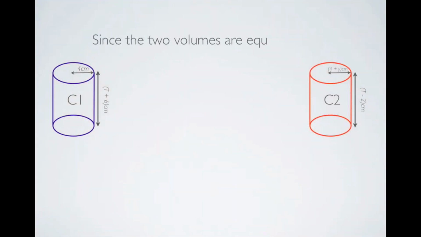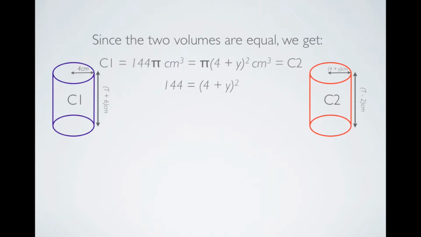Now, since the two volumes are equal, we can set the two results that we attain to be equal to each other. So 144 pi equals pi times (4 plus y) squared. The first thing that we want to do is divide both sides of the equation by pi, giving us 144 equals (4 plus y) squared. Now, if we take the square root of both sides, we get that 12 equals 4 plus y. Finally, if we take 4 from both sides of the equation, we get that y equals 8 centimeters.